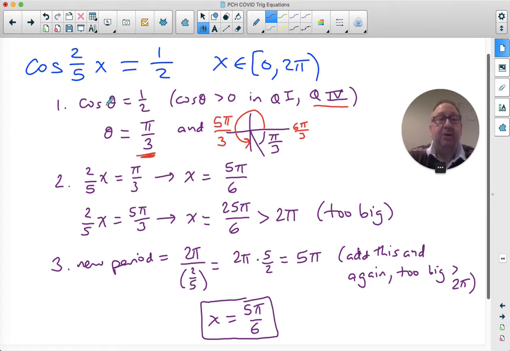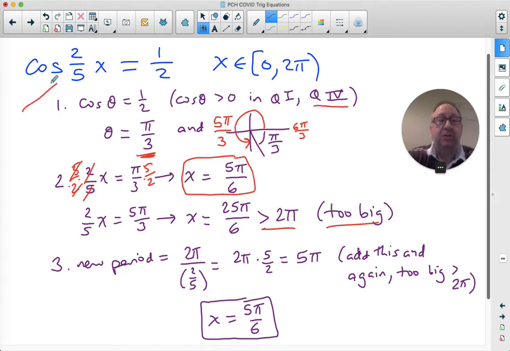But remember, it wasn't theta, it was 2/5 x. So take 2/5 x, set it equal to pi over 3. In this case, we'll multiply by 5/2, both sides, to solve that. And x is 5 pi over 6. For 2/5 x equals 5 pi over 3, same process, gets us 25 pi over 6, which, by the way, is way bigger than 2 pi. That's too big. So we really only have one solution.